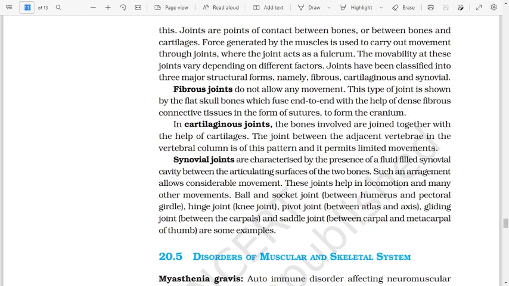Synovial joints are characterized by the presence of a fluid-filled synovial cavity between the articulating surfaces of the two bones. Such an arrangement allows considerable movement. These joints help in locomotion and many other movements. Ball and socket joint between humerus and pectoral girdle, hinge joint at the knee, pivot joint between the atlas and axis, gliding joint between the carpals, and saddle joint between carpal and metacarpal of the thumb are some examples.